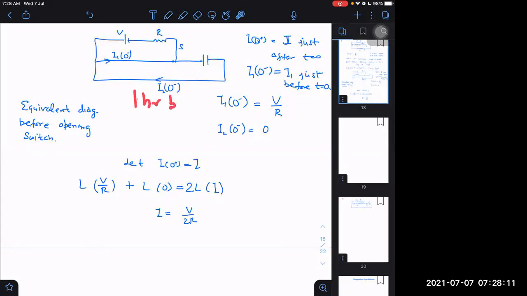If I made it 1 hour before and I'm observing it 59 minutes before, sometimes 1 minute itself may be sufficient to attain the steady state. That depends on LR values and RC values. It will depend on the LR value, because this part has the time constant of an LR circuit. So as long as it has attained steady state, I don't care. Right? Equivalent diagram before opening the switch.